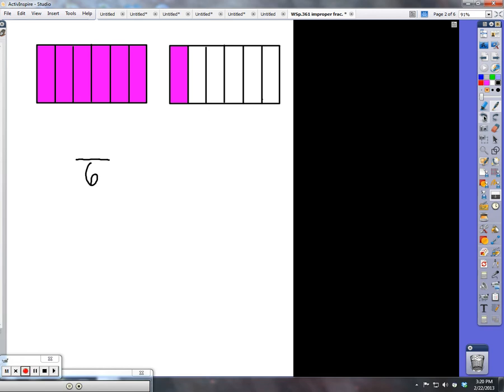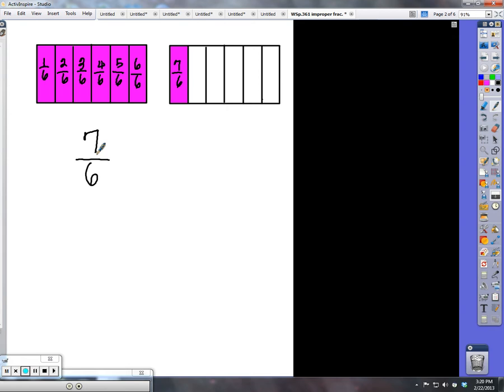Then, to get the numerator for the improper number, we just simply count how many sixths we have altogether. 1/6, 2/6, 3/6, 4/6, 5/6, 6/6, and 7/6. So 7/6 of the 2 rectangles are shaded in.